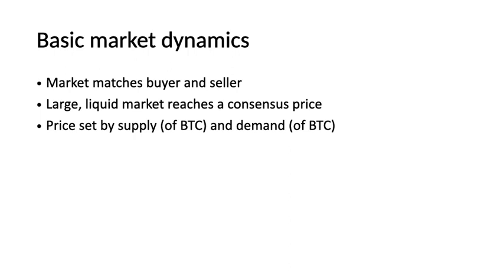And just like any market, the Bitcoin market will act a certain way, which means that the market will match a buyer and a seller. And the market will be large and liquid and will reach a consensus price. These prices are set by the supply and demand of Bitcoin.